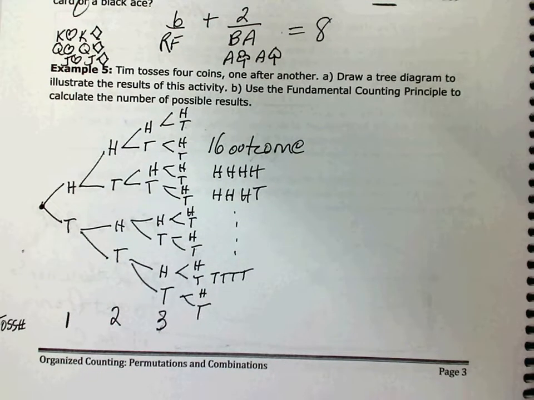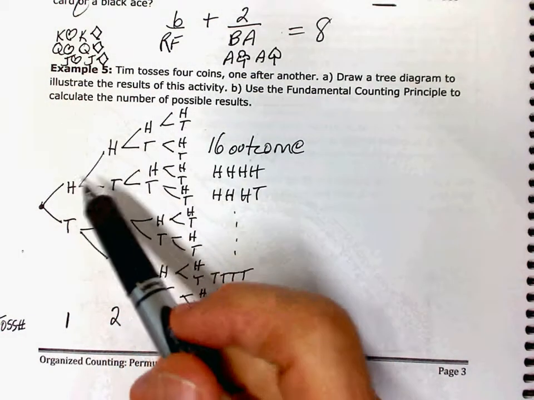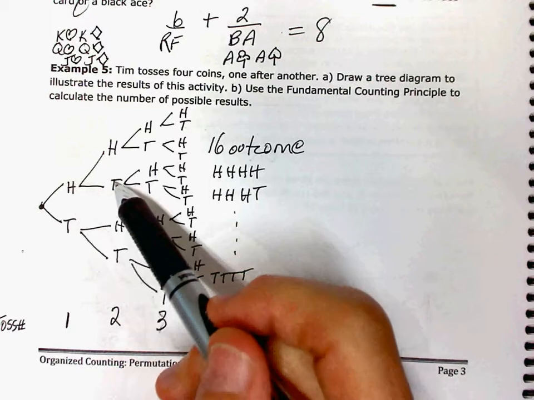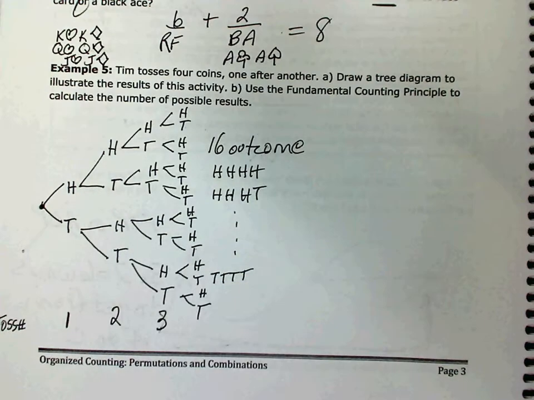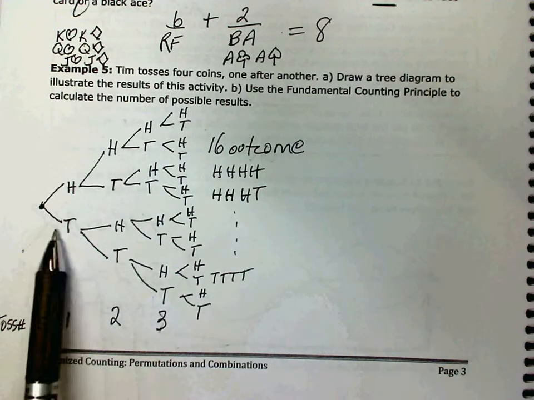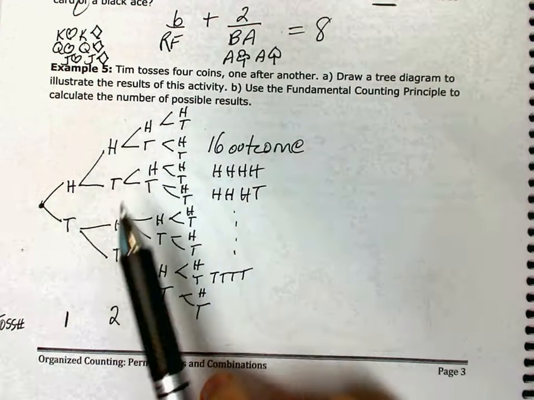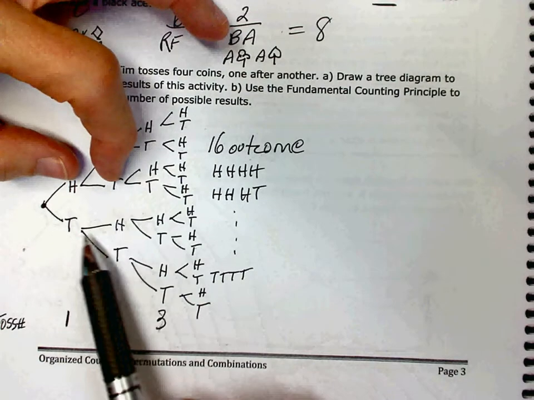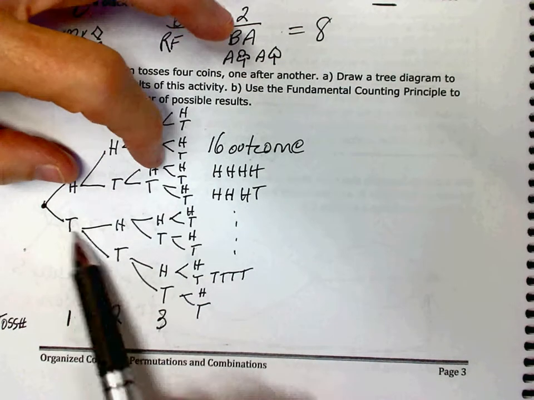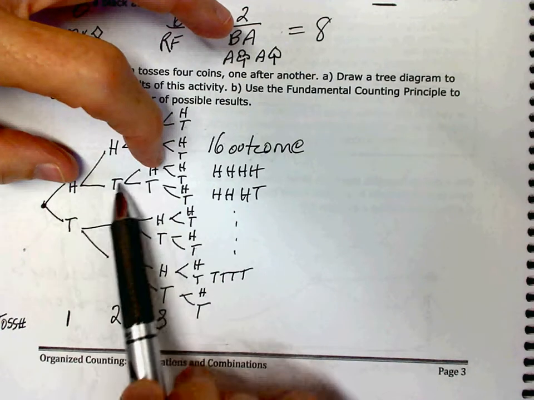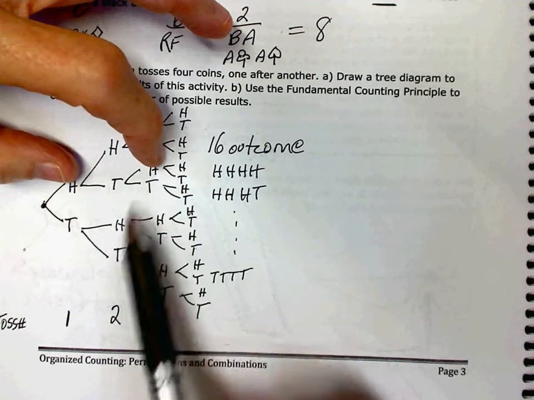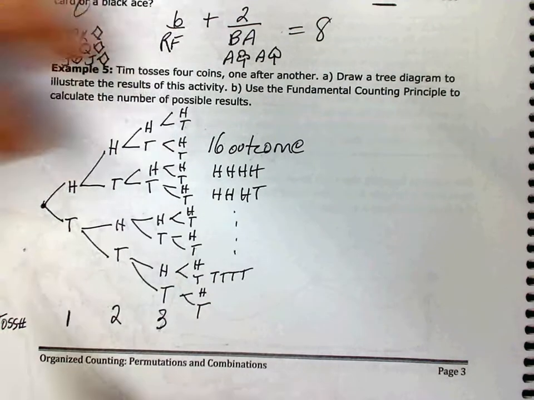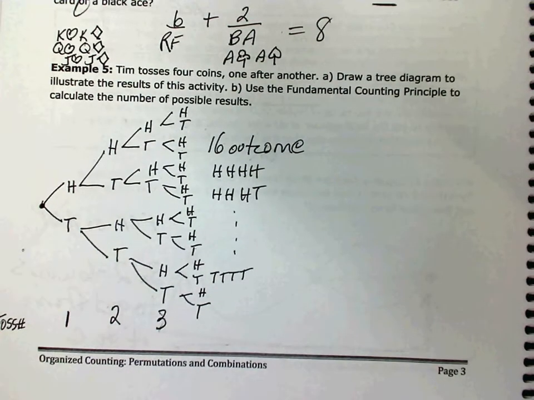In this case, yes, order does matter because it makes a difference if you get a head before a tail or a tail before a head. Notice here we have one tail and 3 heads. Here we have one tail and 3 heads, but that's counted once and that's counted twice. So order does matter, yes. The question says he tosses 4 coins one after another, so order matters. If he tosses the 4 coins at the same time, then order doesn't matter.